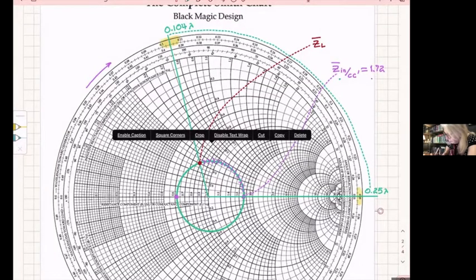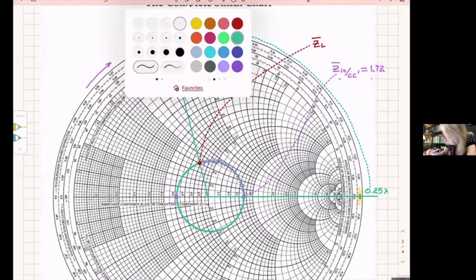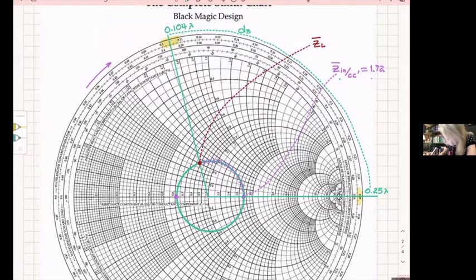The distance between these two is D3. This is D3. And D3 is 0.25 lambda minus 0.104 lambda, and that is 0.146 lambda. So I found that D3 is 0.146 lambda to be able to do what I'm suggesting.